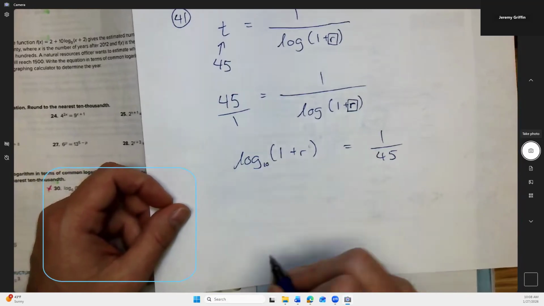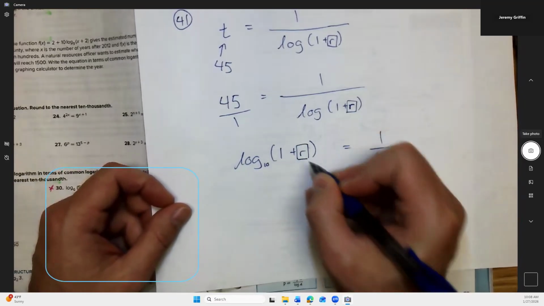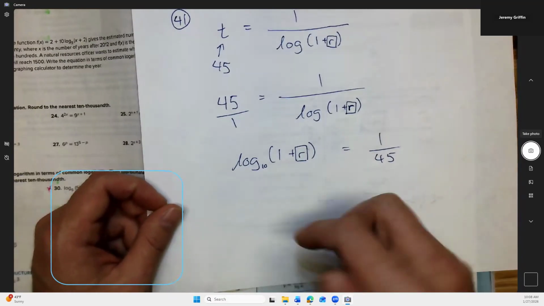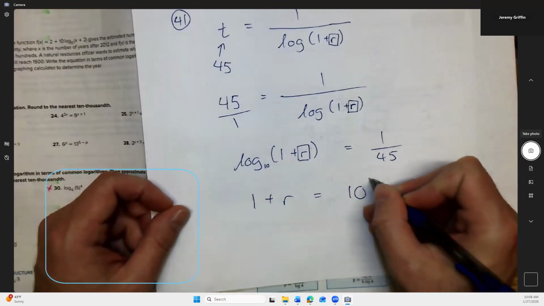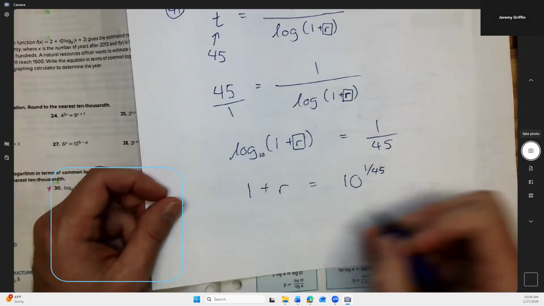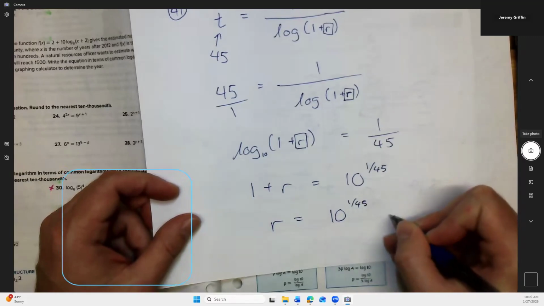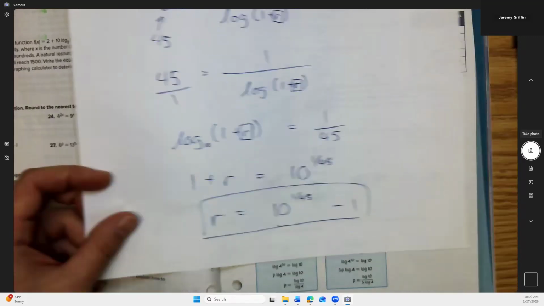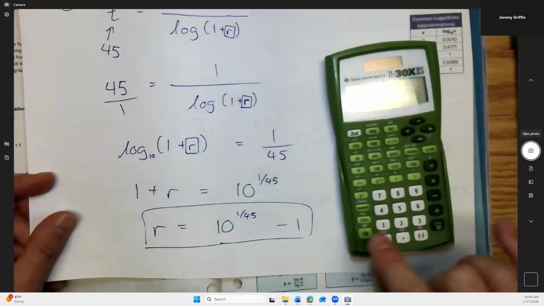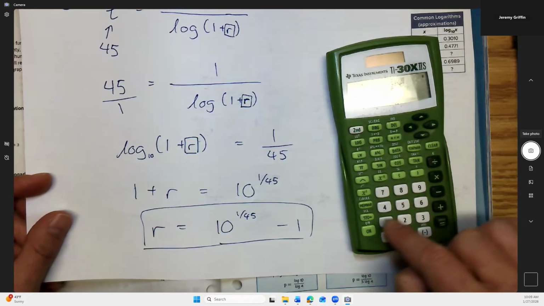Let's convert to an exponent. The reason I'm thinking that is because what we're trying to solve for is buried inside a logarithm. How do you get that out? Let's do 1 plus r is 10 to the power of 1 over 45. Therefore, r is 10 to the 1 over 45 minus 1. Okay, and the decimal approximation, what is that? That's 10 to the 1 over 45, then minus 1.